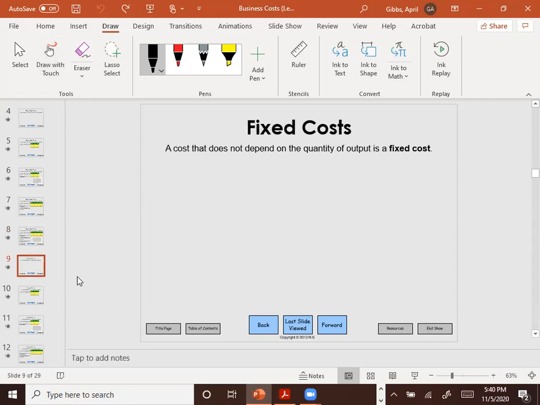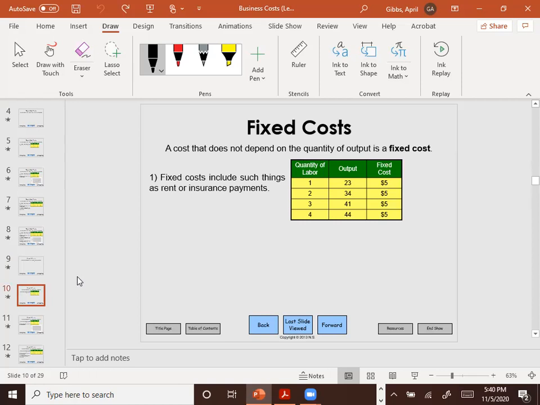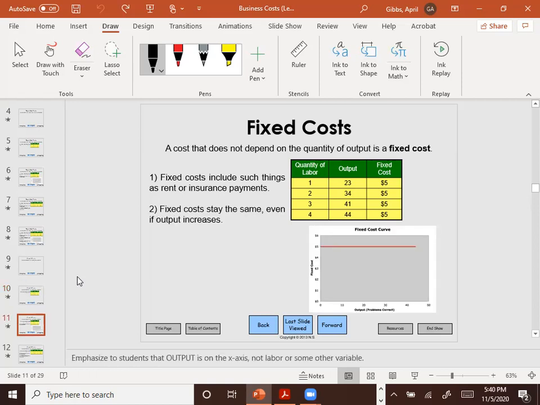Then you also have your fixed costs. This is a cost that does not depend on the quantity of output. That is, it doesn't depend on the amount of products that you're making to sell. Fixed costs include such things as rent or insurance payments. Those are the things that are the same price every month. Fixed costs stay the same even if your output increases. So just because you're baking more cakes, the place that you rent is not going to charge more.